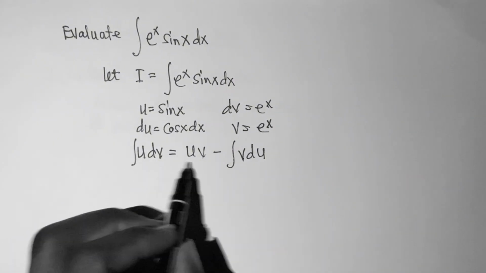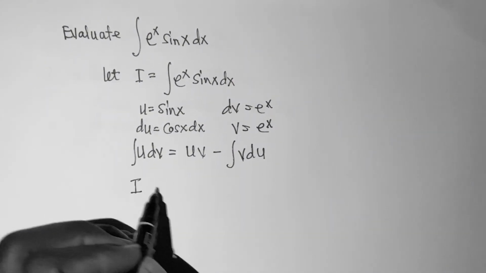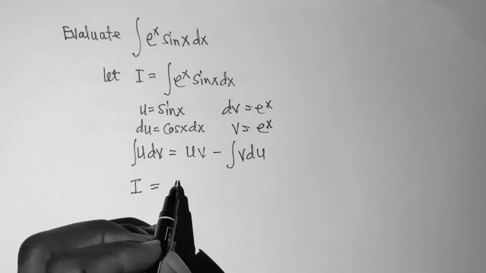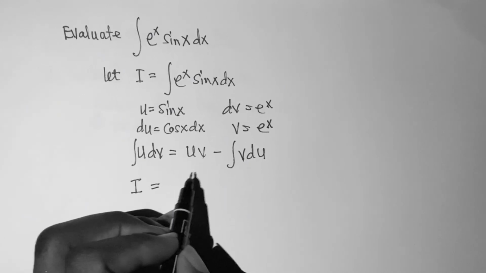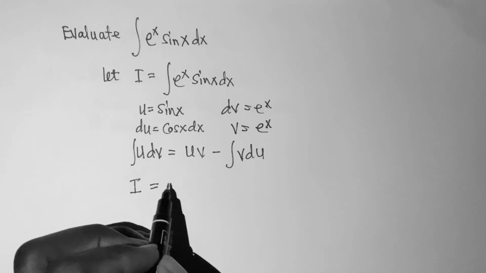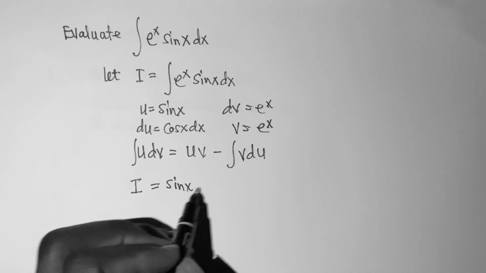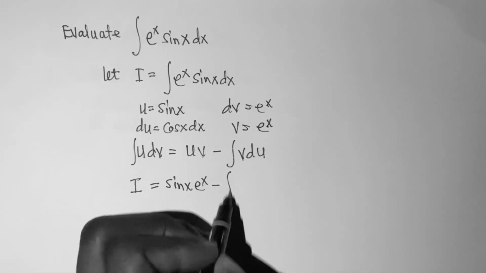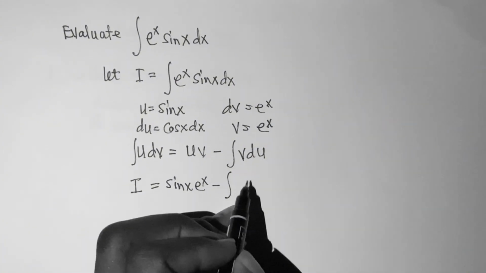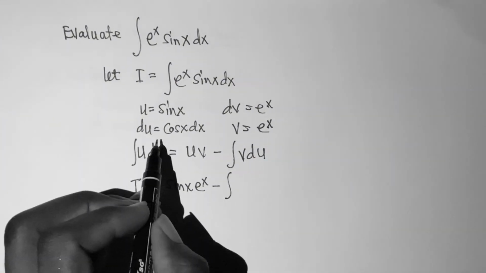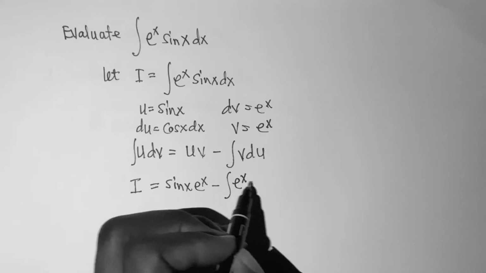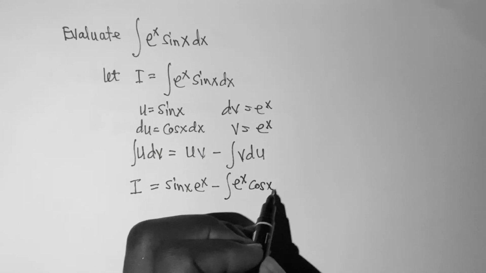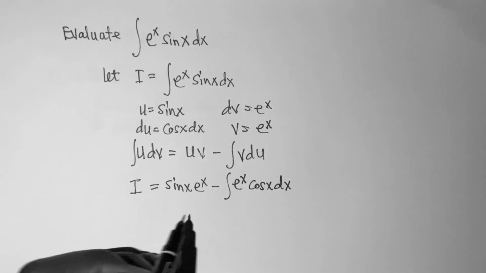So integral of u dv is the same as I, which is equal to uv. U is sine x, and v is exponent x. So we have sine x exponent x minus integral of v, which is exponent x, and then du is cos x dx. So exponent x cos x dx.